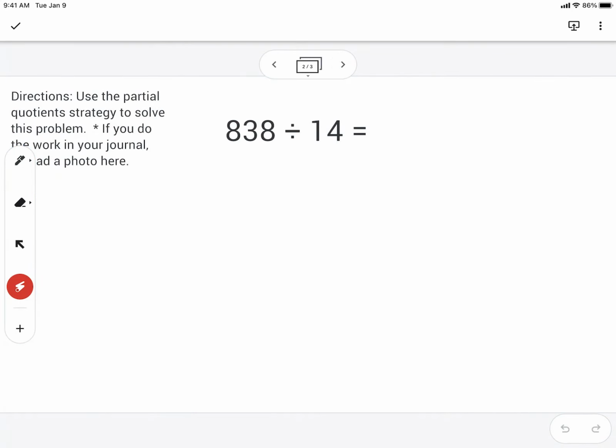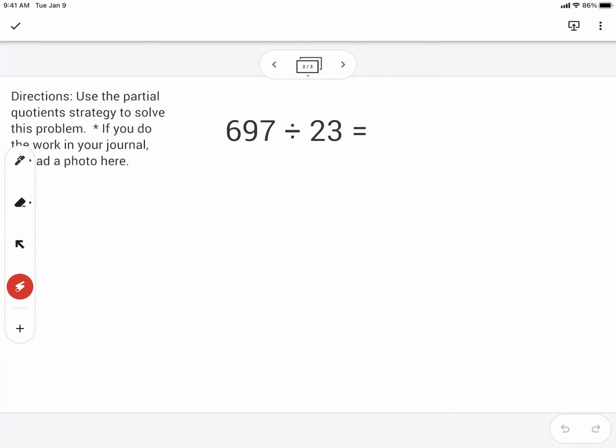Next page. Next page is even easier because it's actually just already set up for you. You already know what the whole is. So here's our whole, and we're making groups of 14. Okay, so you just have to set that up in the division house and then start solving it. Okay, use the partial quotient strategy. All right, next.